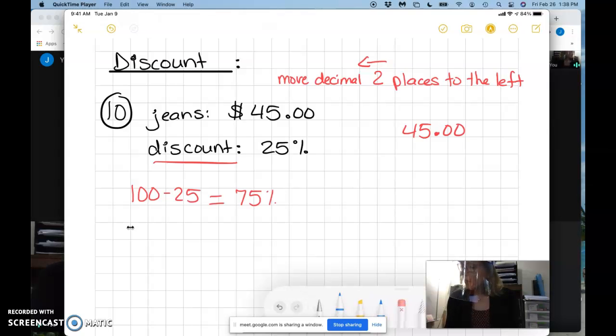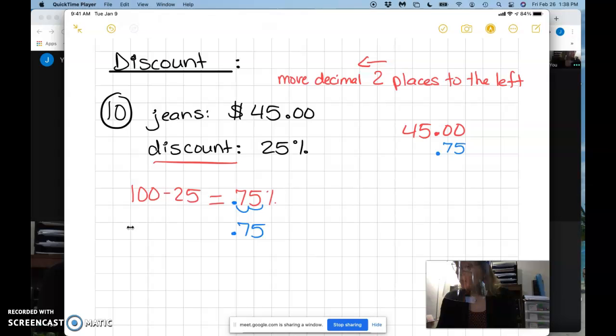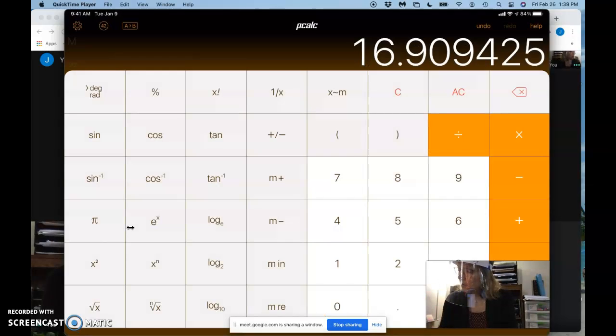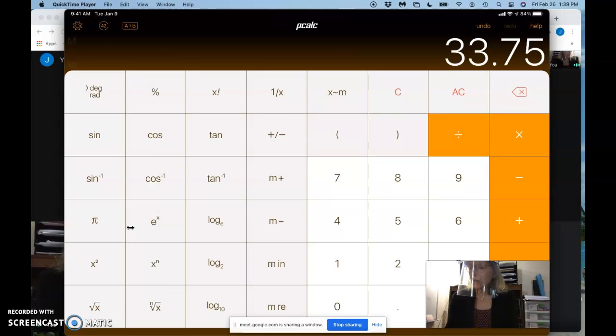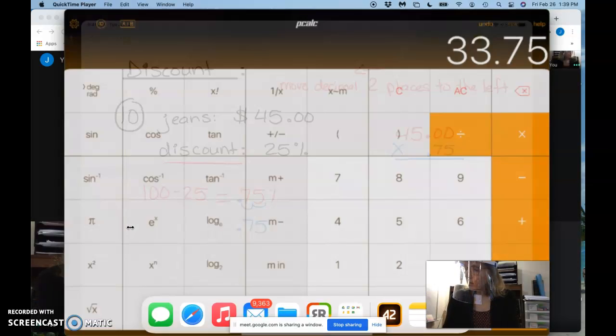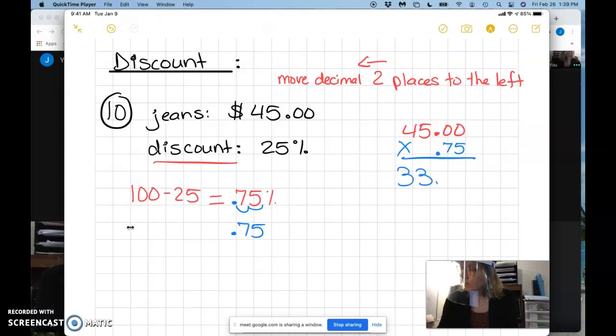So again, I'm going to move my decimal place 2 places. So I get this new number of 0.75, and that's what I'm going to multiply by the $45 jeans. So 45 times 0.75, $33.75. Okay, that's a lot better for the price of jeans. That's better, especially if they last, right?